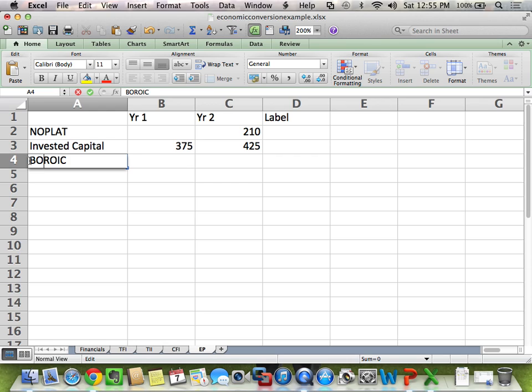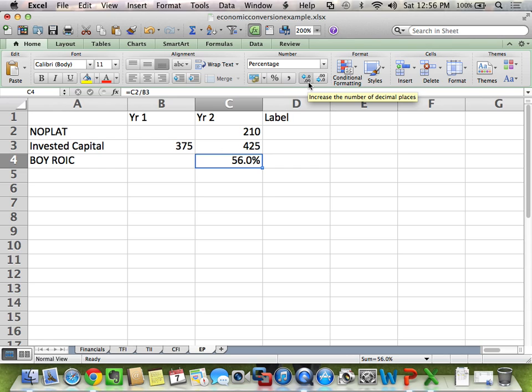Now here's the thing. I am going to ask you for your homework assignment to give me a BOY ROIC. BOY stands for beginning of year, as opposed to EOY, which would stand for end of year. So, what does that mean? It means I take my year 2 NOPLAT and I divide by year 1 invested capital. 56%.